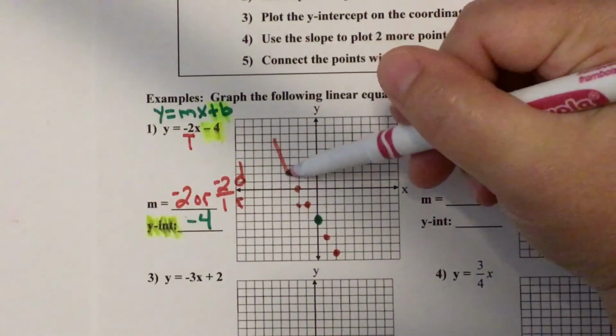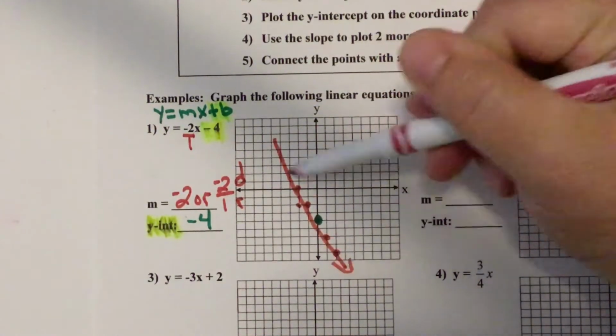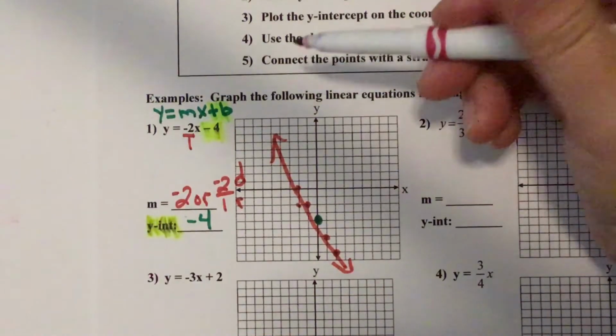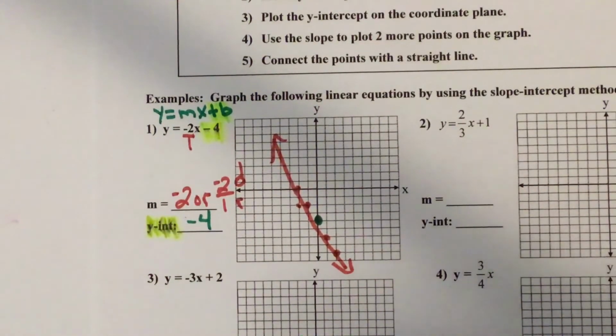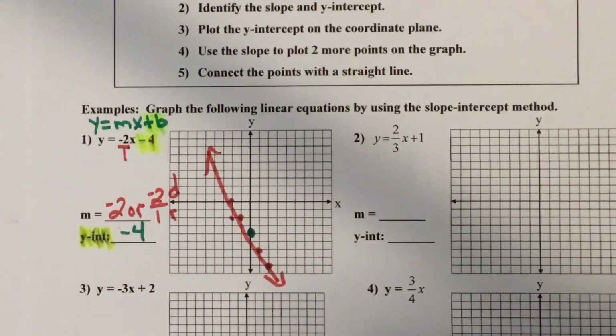And then you can make your line nice and long, arrows on both ends. I did not connect those points very well. I do apologize. And there's graphing. Okay, looking at number 2.